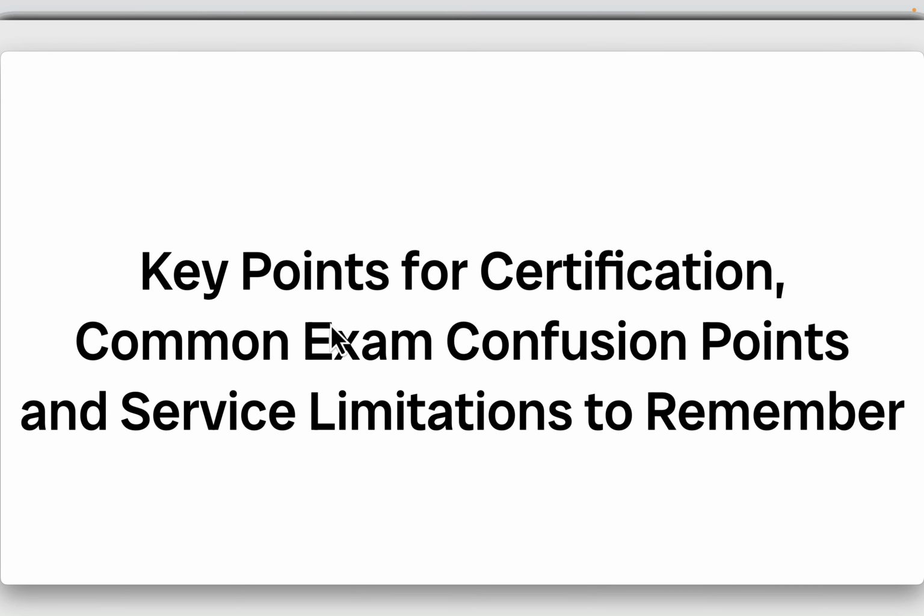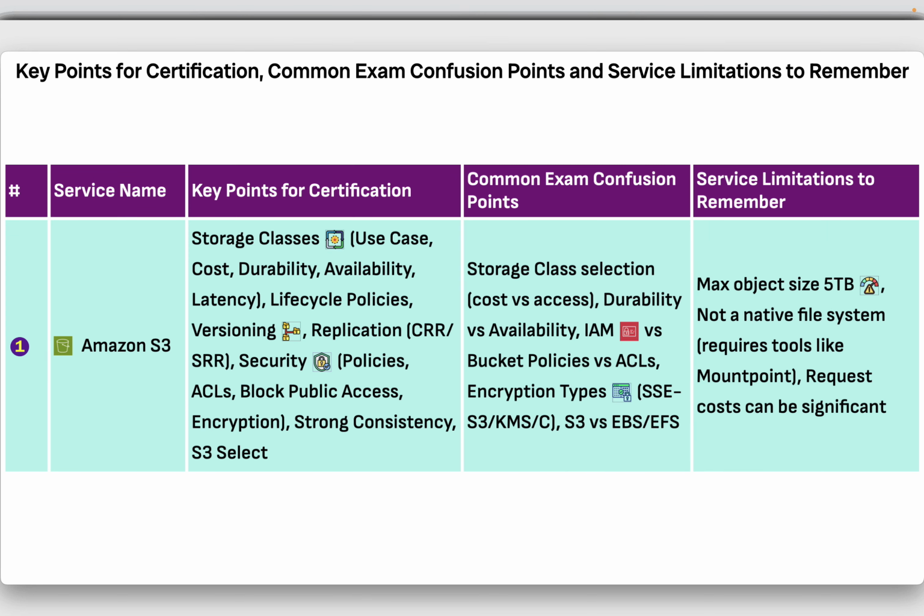And the last set of parameters are key points for certification, some common exam confusion points, and any service limitations to remember. So first, S3. Key points are storage classes. It has many storage classes, and they vary based on use case, cost, durability, availability, and latency. It has a lifecycle feature, versioning feature, replication, security, strong consistency, and there is an S3 Select feature.